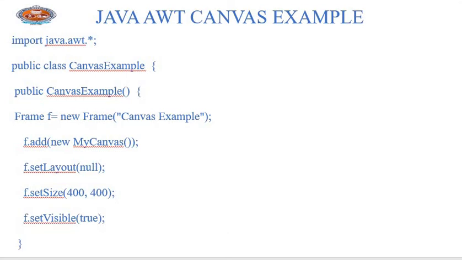Next, what is the example program? Import java.awt.*. Here the class name is CanvasExample, class open. Next, public CanvasExample method open. Here Frame f is equal to new Frame(). Then f.add(new MyCanvas()). Here we can add the canvas to the frame f. Next setLayout(null), setSize and setVisible. Then close the CanvasExample method.